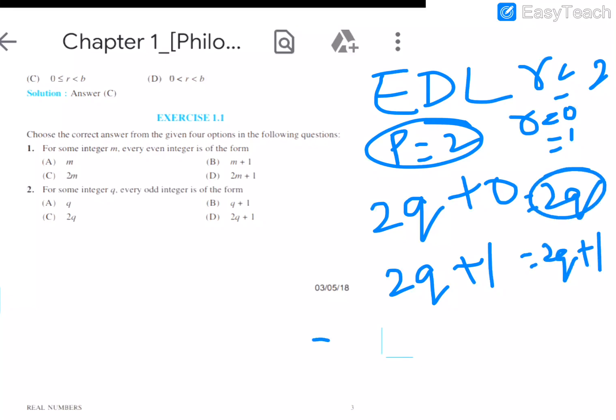If you clearly observe, what is this 2q? This 2q is divisible by 2. So any number that is divisible by 2 is an even number. So that is the even number. An odd number, when you divide by 2, one remainder will be left out. So that is 2q plus 1. So these two are the answers.